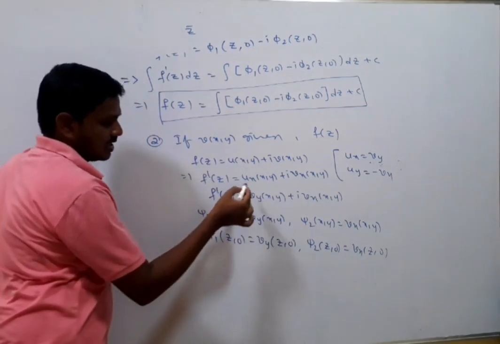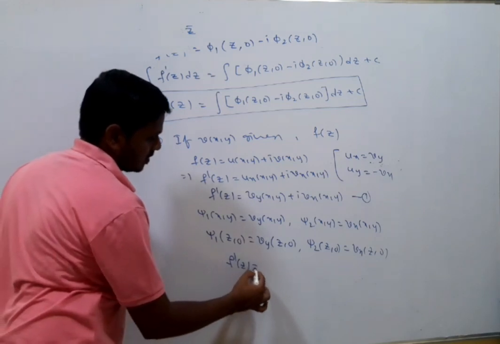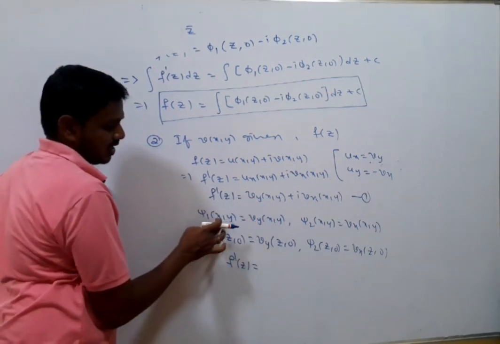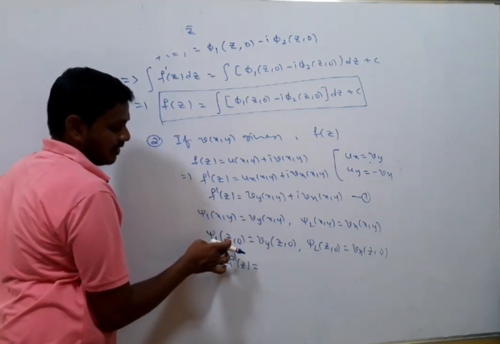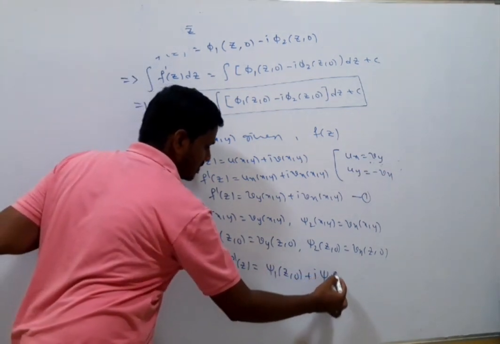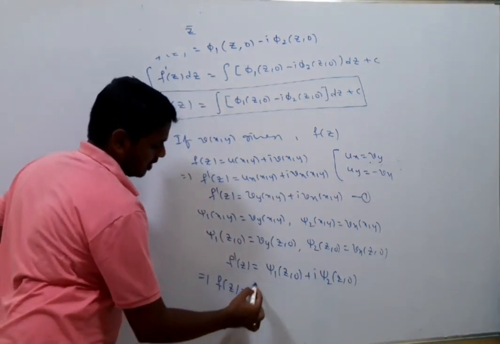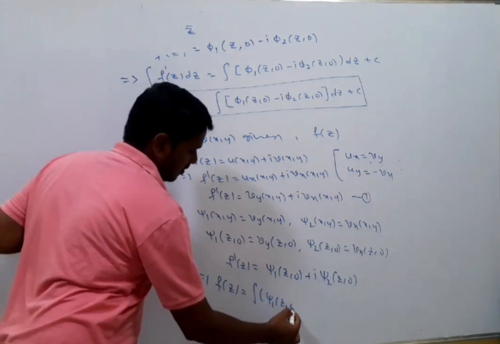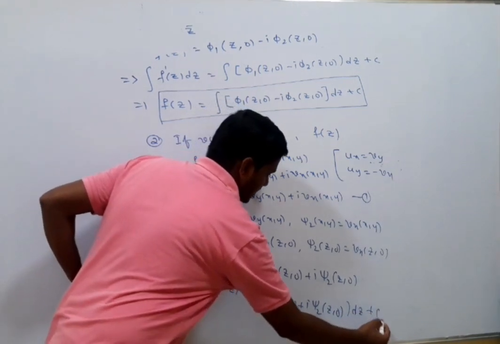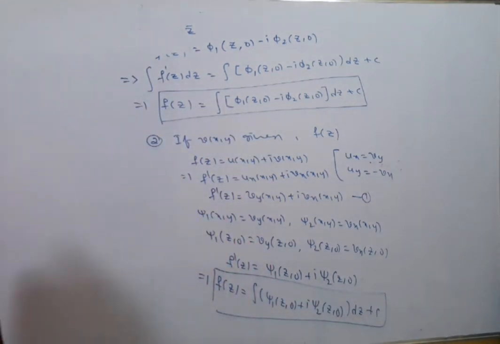Right, and substituting this in this equation, let's say this is equation number 1. So we have f dash of z is equal to, first we replace with what? Psi 1 of x comma y. Psi 1 of x comma y is the same as psi 1 of z comma 0, plus i psi 2 of z comma 0. Right, integrating on both sides, we have f of z is equal to the integral of psi 1 of z comma 0 plus i psi 2 of z comma 0 dz plus c, which is the required analytic function when the imaginary part is given.